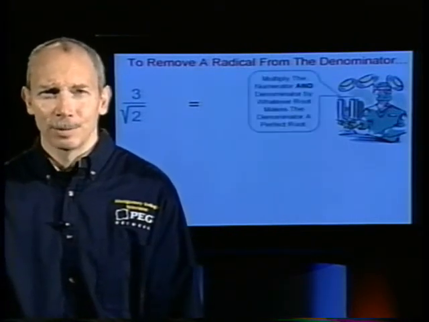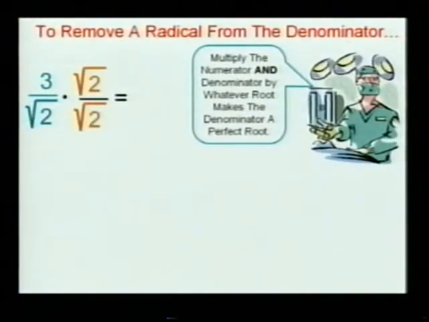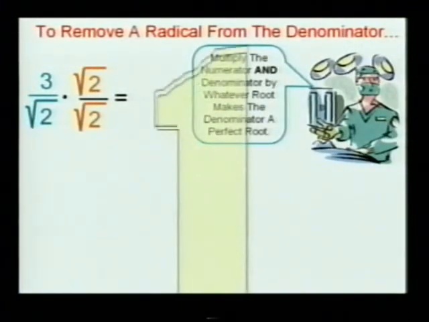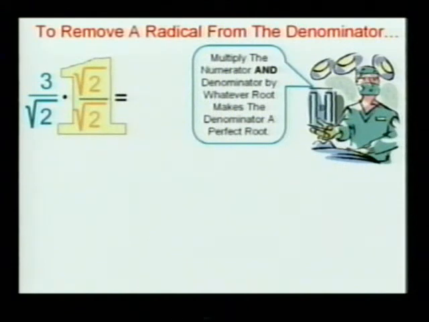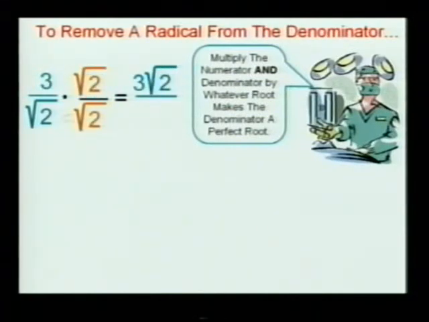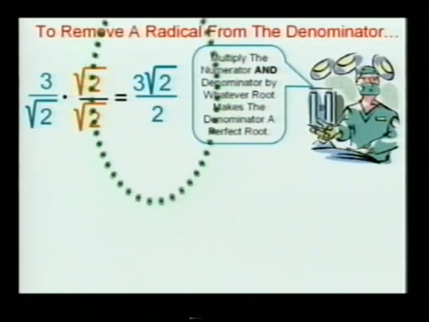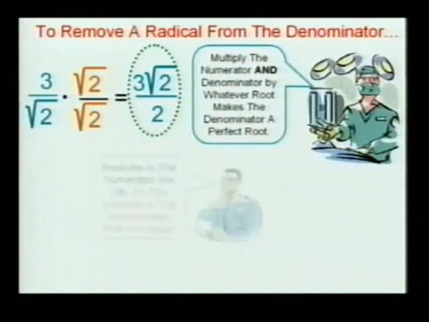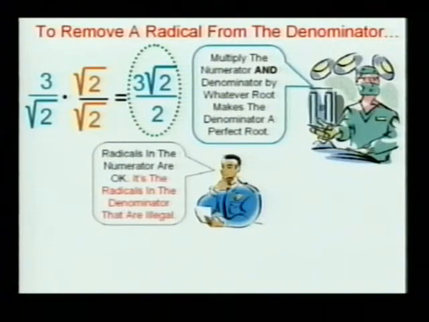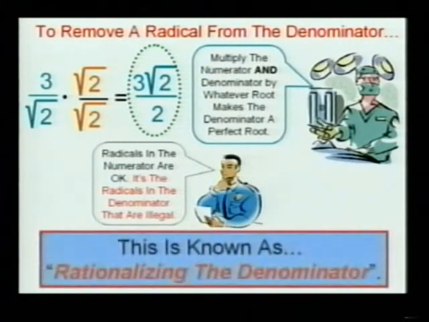The trick was to multiply the top and bottom by the same thing. That it's going to be one. Whoever the troublemaker is in the bottom, okay? Whatever it takes to make the bottom a number or a perfect root. In this case, in the top, we'll get 3 radical 2. And in the bottom, we'll get radical 4, which is a nice number. You look marvelous. Okay? You're allowed to have it in the top, you just can't have it in the bottom. Fascinating.